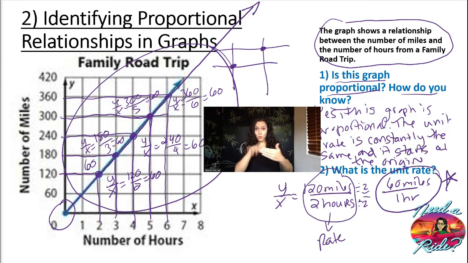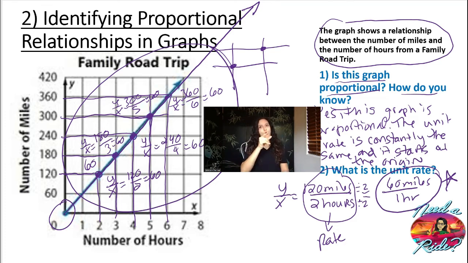So I gave you a graph. I asked you, is it proportional? And how do you know? Check each point. If it's the same number over and over again, that means it's the same unit rate over and over again, making it proportional. And it's going through the origin.